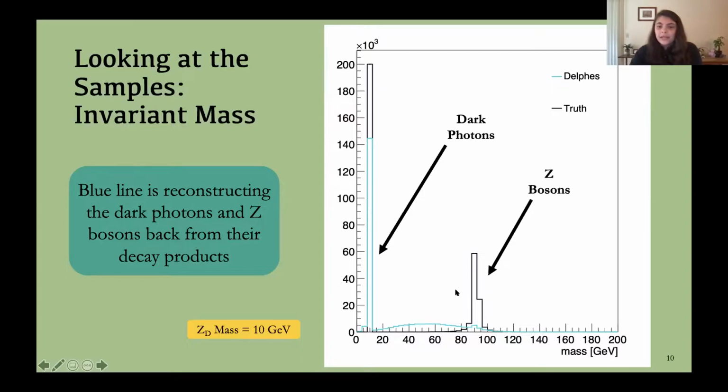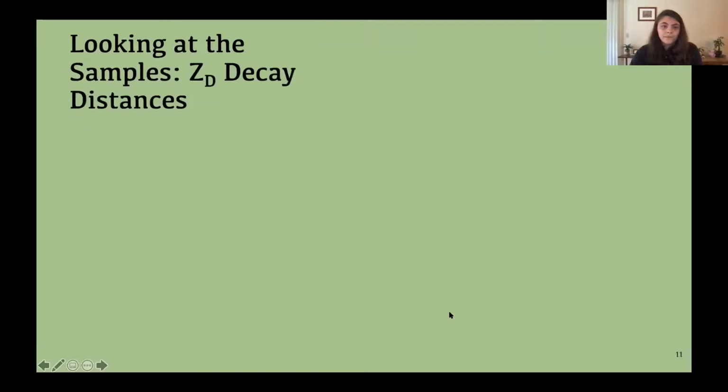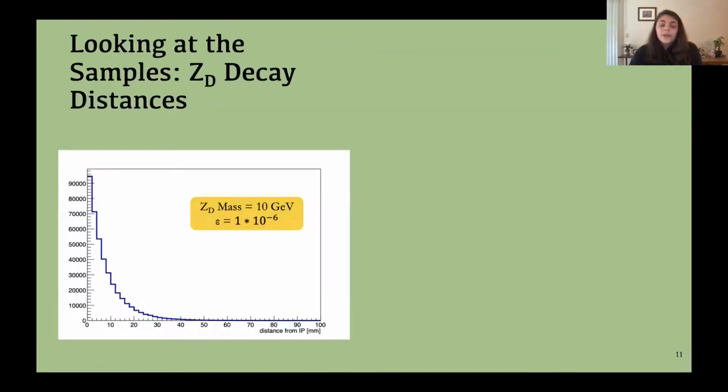And this peak here is the Z bosons, which is much smaller in the reconstructed, but that's just because Z bosons tend to decay mostly to quarks. So this is just looking at electrons and muons, so there's not going to be so many of those from Z boson decays.